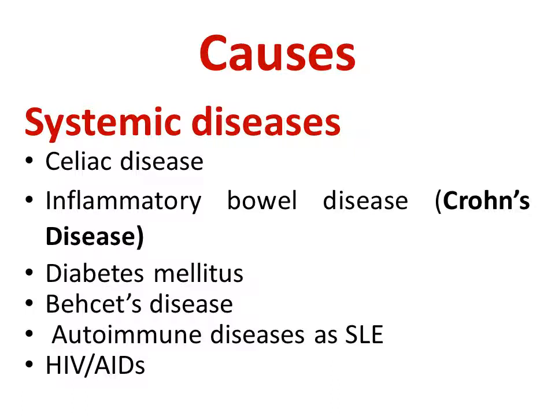There are also systemic diseases that can cause oral ulceration like celiac disease, inflammatory bowel disease like Crohn's disease, diabetes mellitus, Behçet disease, which is an autoimmune disease characterized by oral ulceration, genital ulceration, and venous affection. Autoimmune diseases like systemic lupus erythematosus and rheumatoid arthritis, the patient may also have oral ulceration, and some infections like HIV infection due to increased fungal infection.